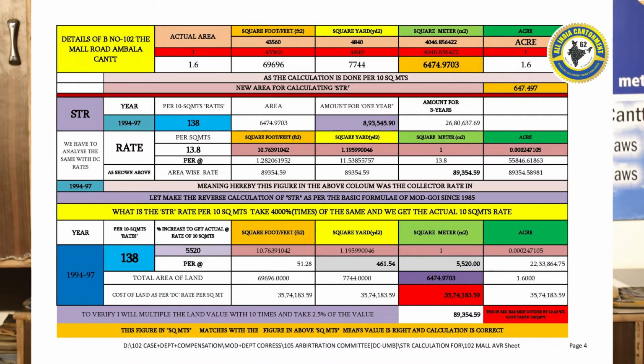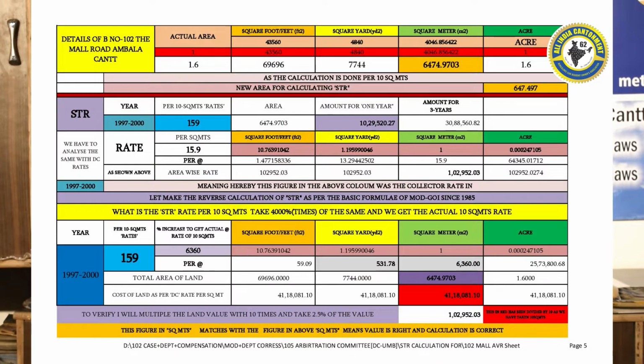Similarly, 1994, 1997, if you see this sheet, is 138. My rental for an annum becomes 89,354. I multiply it into 3, works out to be 2,68,000 some amount. But what is my square feet rate? It is 51. Now my square yard goes to 461. My square meter rate goes to 552. And my per acre rate goes to approximately 2,23,000. So my land value here turns out to be 35 lakhs.